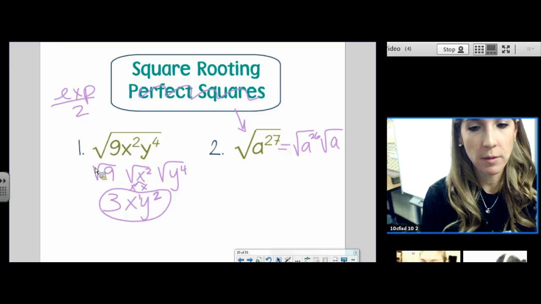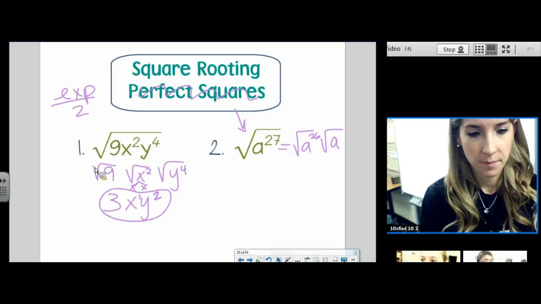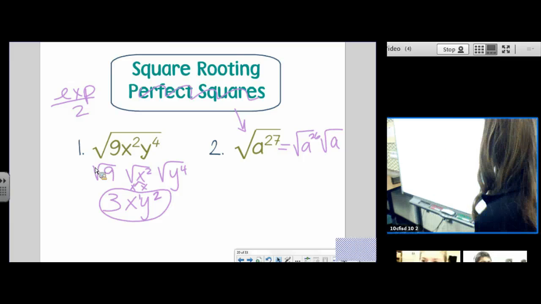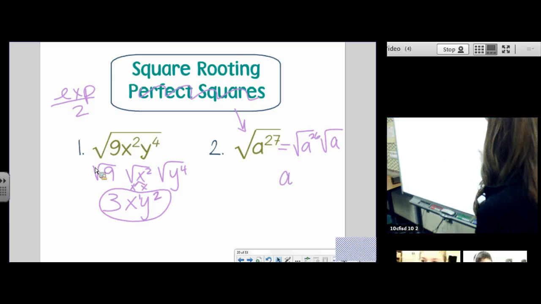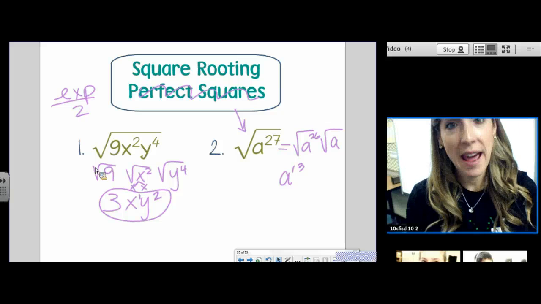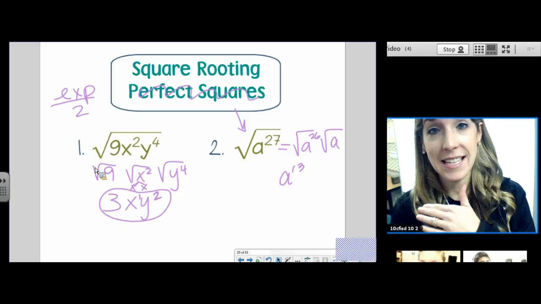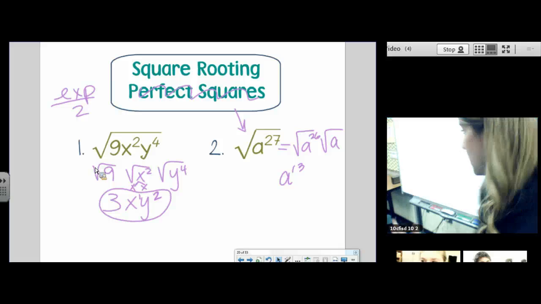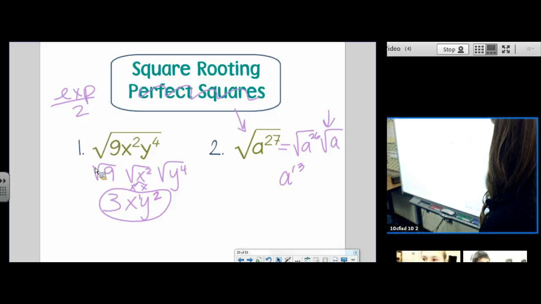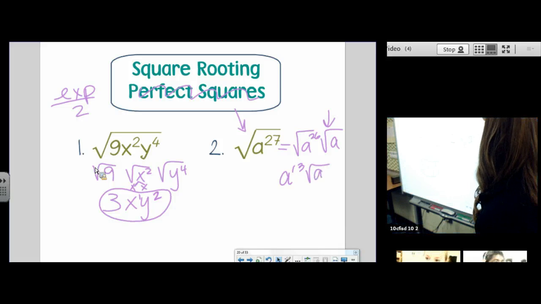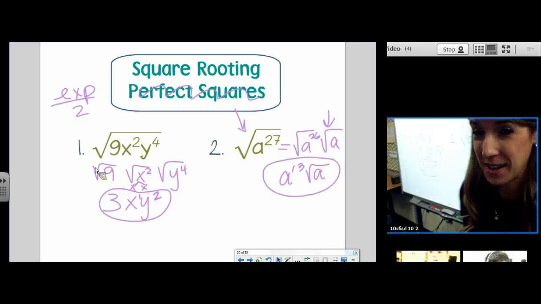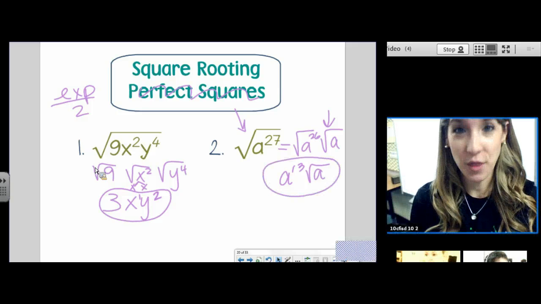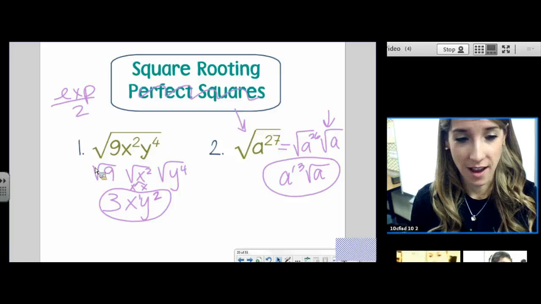So what is the square root of a to the 26th? It's a to the 13th. Because there's 13 pairs. If there's 26 a's, there's 13 pairs. And then, look, the square root of a is just the square root of a. So the square root of a to the 27th is a to the 13th times the square root of a.